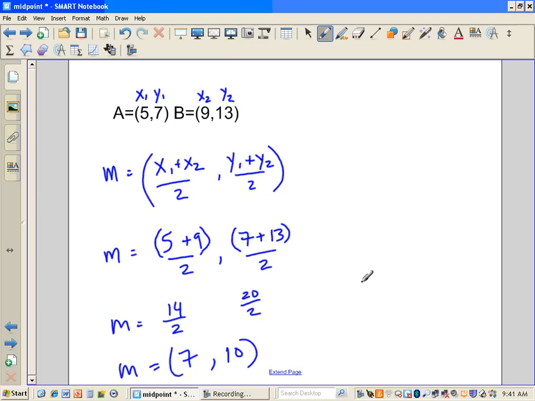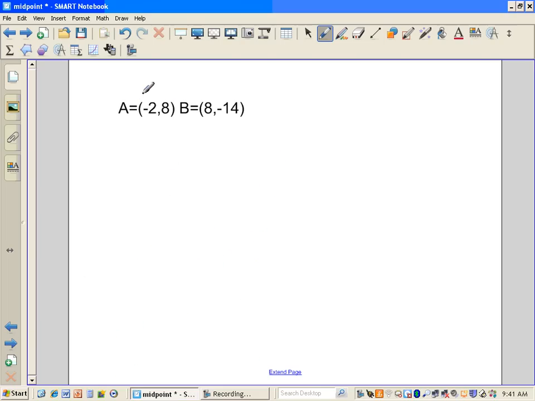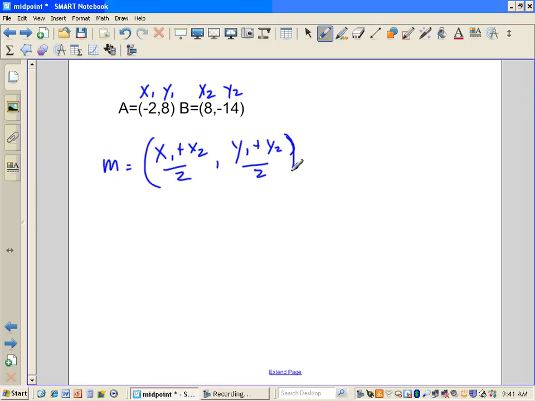If you weren't sure about this, you'd probably want to plot the 2 points and the midpoint on a coordinate grid and double check that that makes sense. Here's another example. Again, x1, y1, x2, y2. Find the midpoint, so we're going to do x1 plus x2 divided by 2, and y1 plus y2 divided by 2, bigger parentheses.